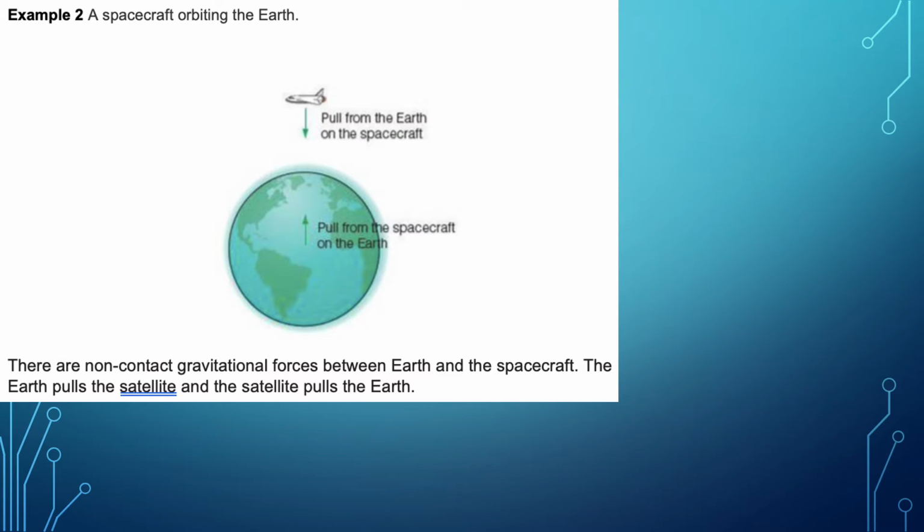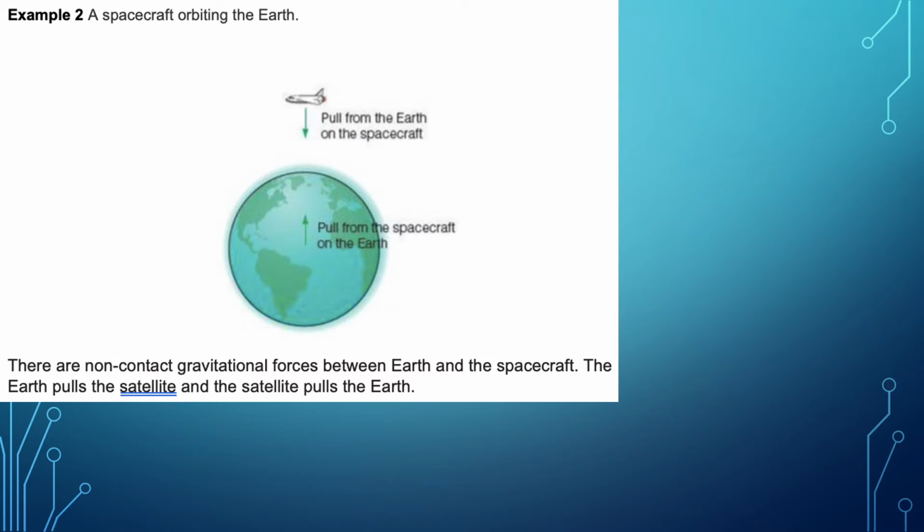All right, so another example, you have a spacecraft that is orbiting the Earth. So you have a spacecraft very, very far away from Earth. And for this one, we're actually talking about non-contact forces. So remember that non-contact means that they are not touching. So there are non-contact gravitational forces between the Earth and the spacecraft, and this is something that you may not have known before, but the Earth pulls on the satellite and the satellite pulls on the Earth. So this actually still refers to Newton's third law, right? For every action, there is a reaction.